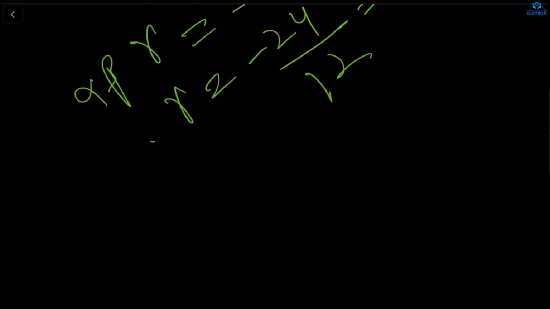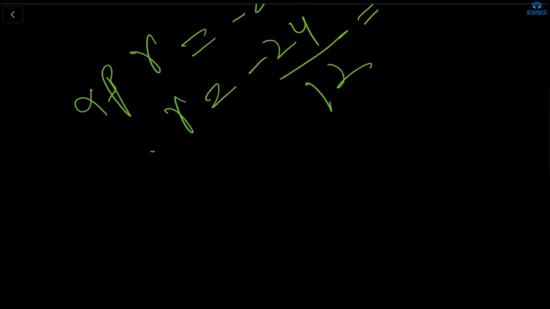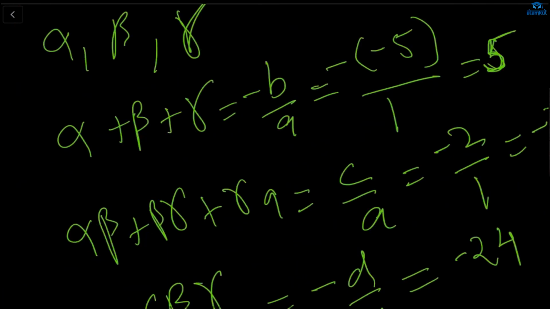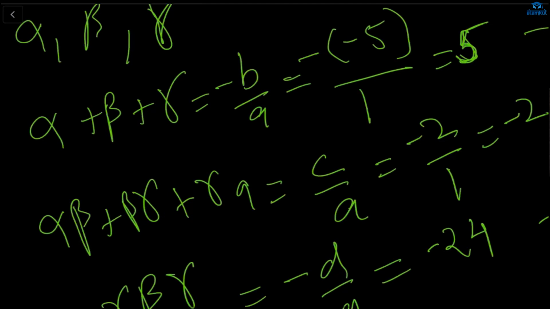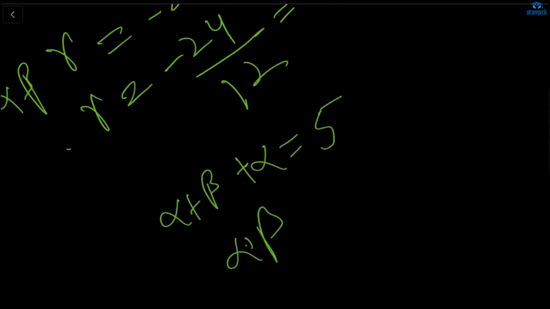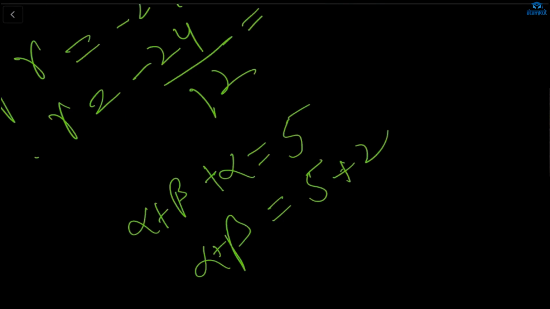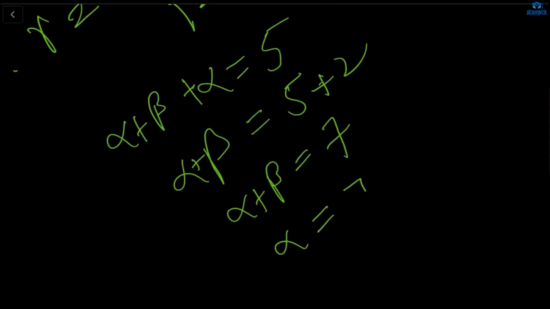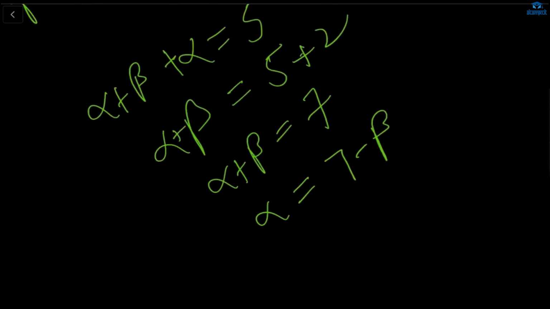Now if you put the value of gamma in equation number 1, that is alpha plus beta plus gamma is equal to 5, so if you put the value of gamma here, it will be 5 plus 2, that will be 7. So alpha plus beta is equal to 7. That means alpha value is 7 minus beta. And we know that alpha into beta is equal to 12 from the given condition.